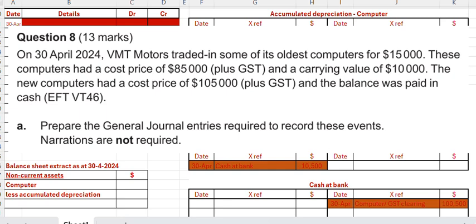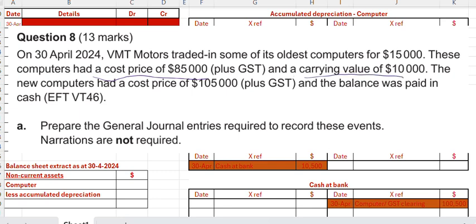So the first thing that we need to do is work out our ACDEP on the old one, because it's not specified in the question. We don't have a balance sheet extract that has our accumulated depreciation in it, but the information is there in front of us. So if we just unpack this question, the old computer had a cost price of 85K plus GST. We don't need to worry about the GST. That would have been recorded when the asset was purchased in the years prior. And it's got a carrying value of 85K.